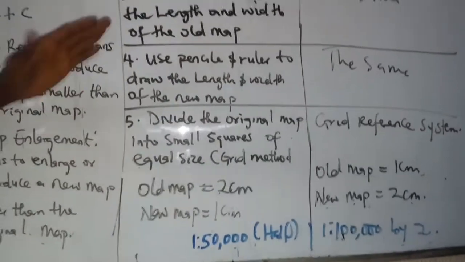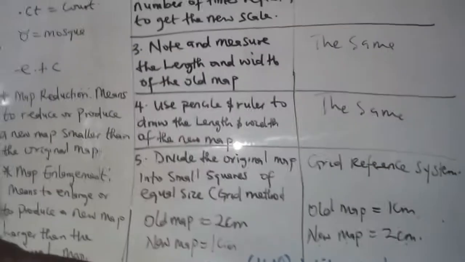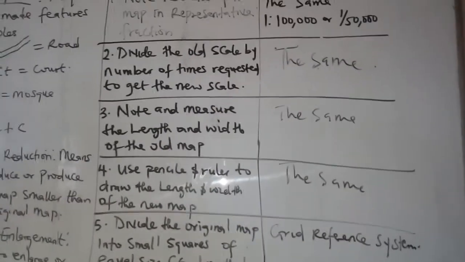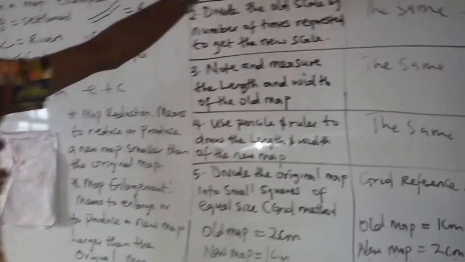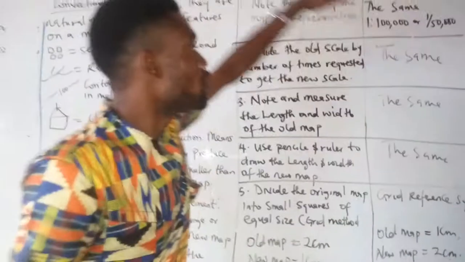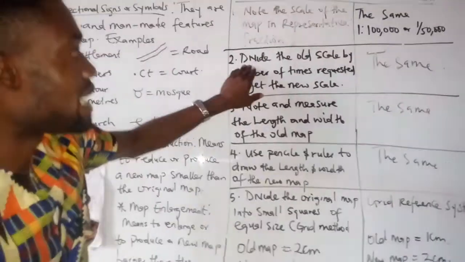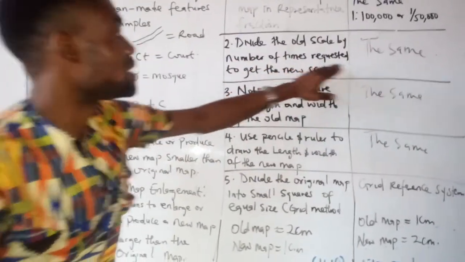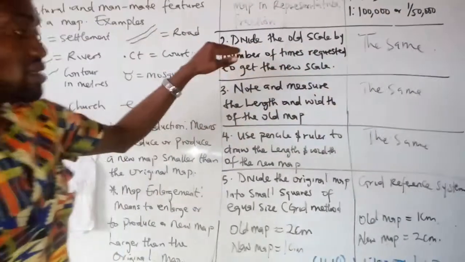But next time, our next class, we are going to enter into calculation of all this. We get a map and work on it under this map reduction and map enlargement. So study all these things. Everything inside here is the same here. I said divide the old scale by the number of times requested, the same. So they have the same similarities here.